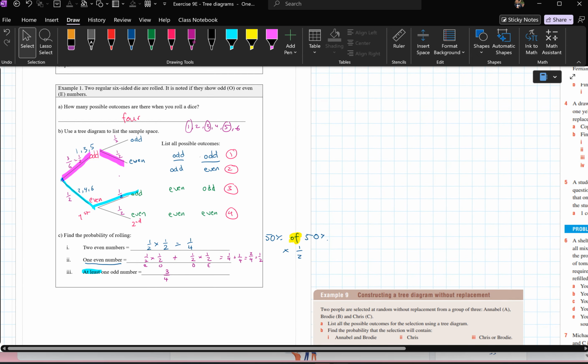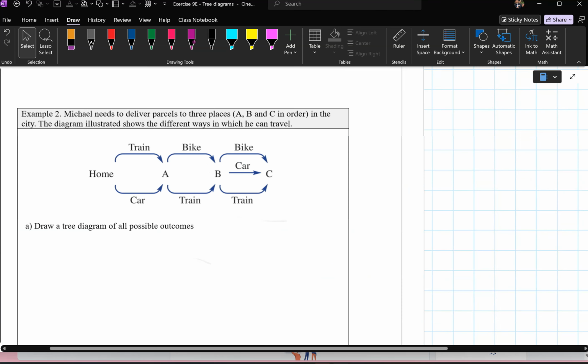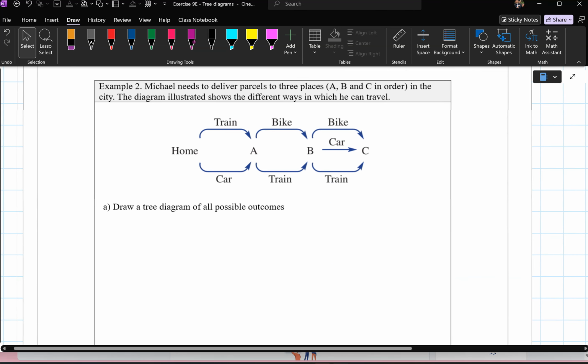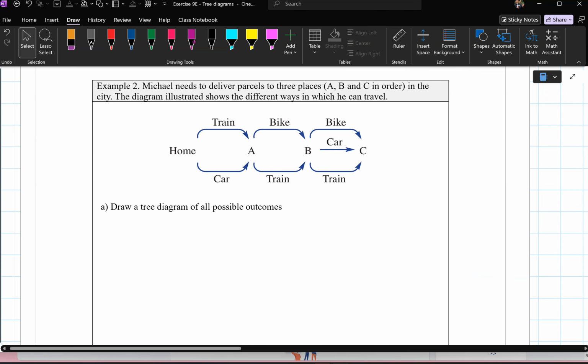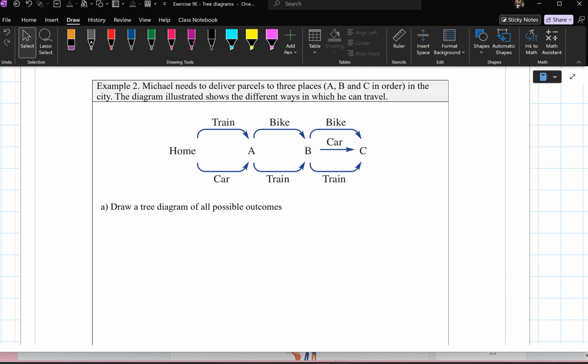Here we go. This one's a bit trickier. I want you to have an attempt. I'm going to pause the video, and I want you to have an attempt to draw this scenario in a tree diagram. Okay, so I'm going to pause the video. Here we go. I'm going to draw it.